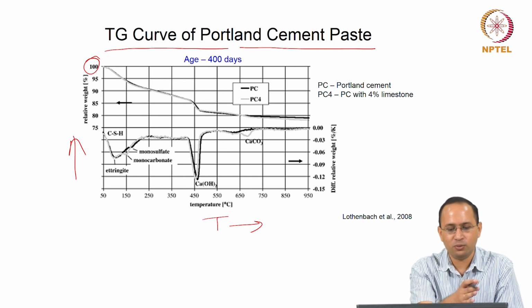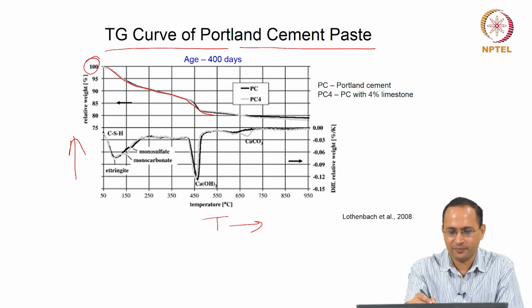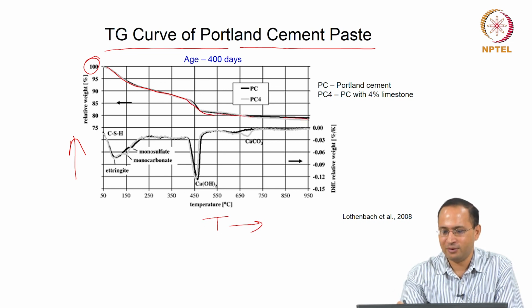So, when you start heating the sample, you see mass loss. So, this is your mass loss curve, right. So, you see by the end, when you reach 950 degrees Celsius, in this case you almost lost 20% of weight. Now, your relative weight is around 80%, right, clear.